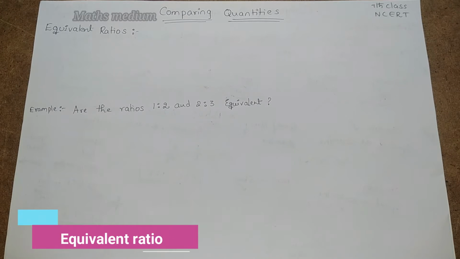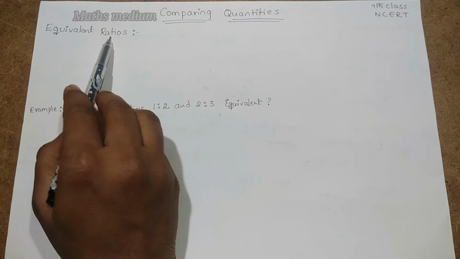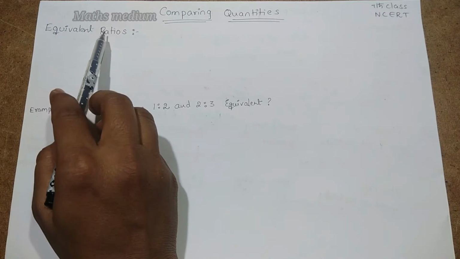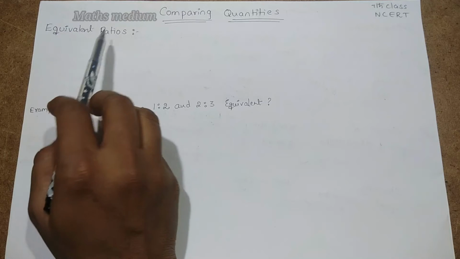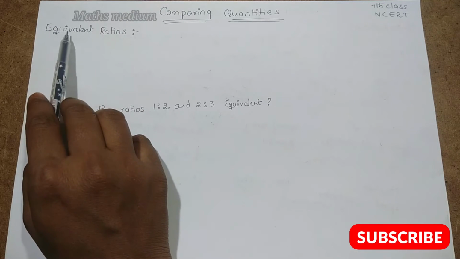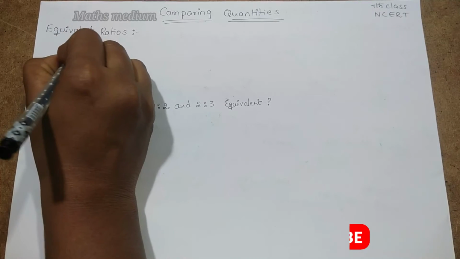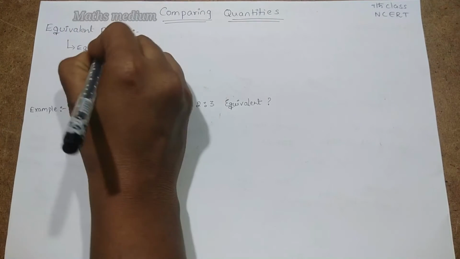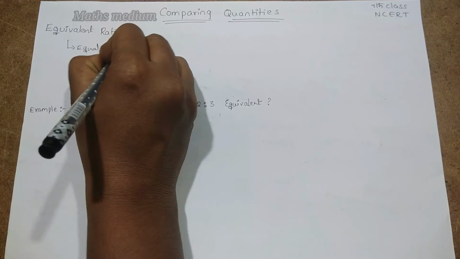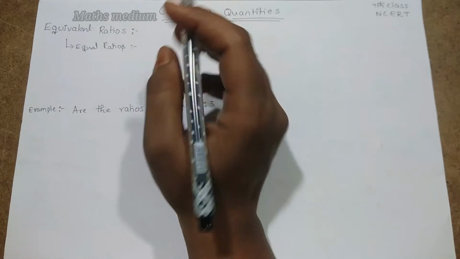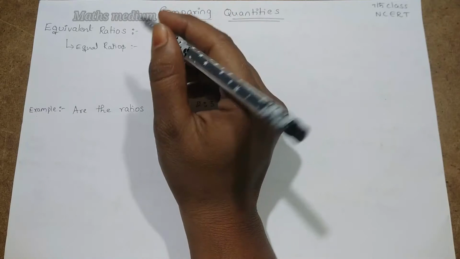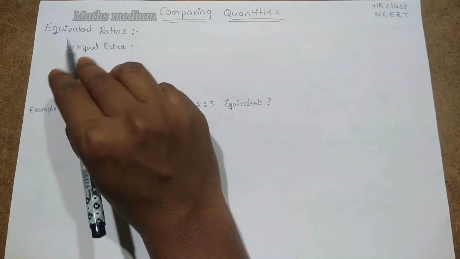Today we are going to discuss another topic, that is equivalent ratios from comparing quantities, 7th class NCERT. In previous videos we already discussed ratios, but here it is equivalent ratios. We know the word equivalent means equal, right? So it is equal ratios. Different ratios can be compared because we have to know whether they are equivalent or not.